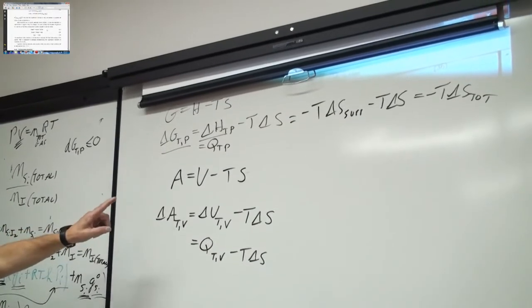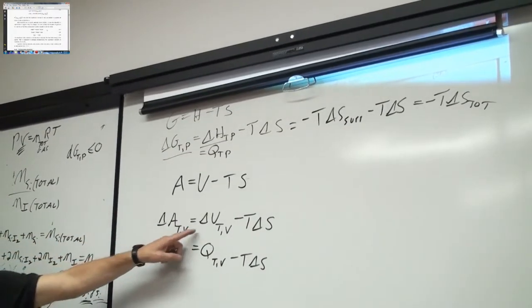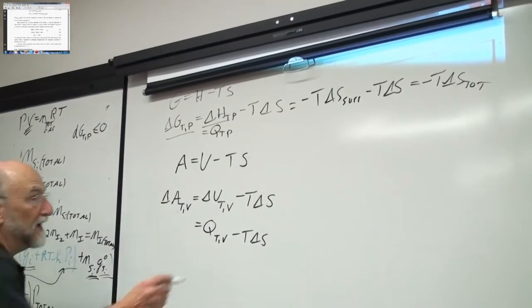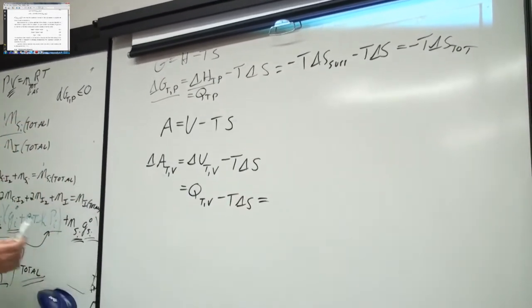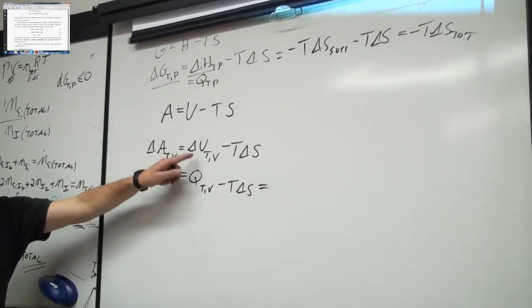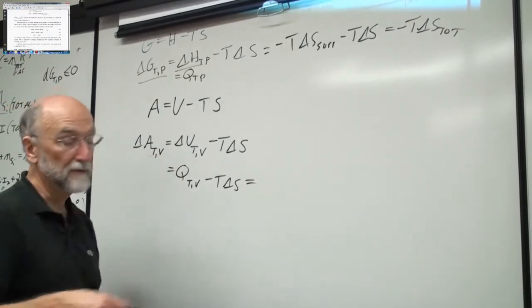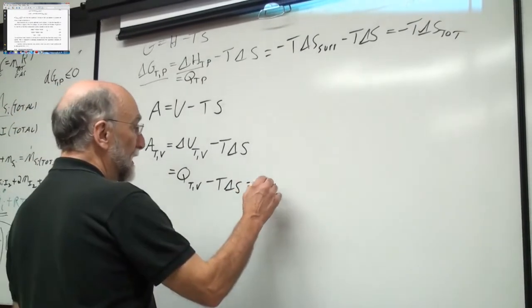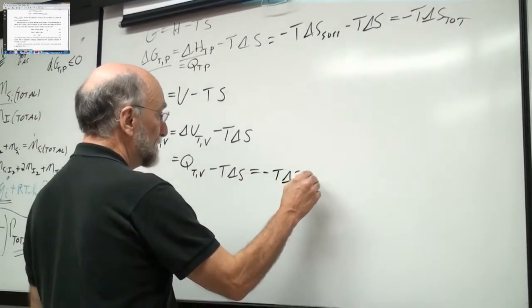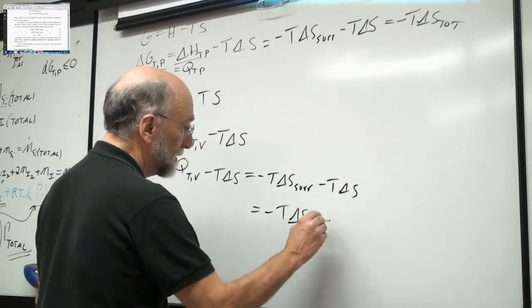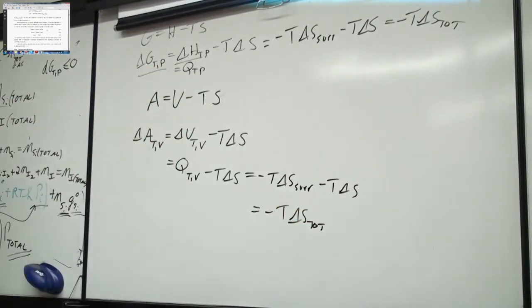If T and V are constant, then delta A is equal to delta U minus T delta S. At constant volume, delta U is equal to Q. As we showed before, that's the principle of the bomb calorimeter. And now this is minus T delta S surroundings, minus T delta S, which is minus T delta S total. So at constant T and V, you should be minimizing delta A.